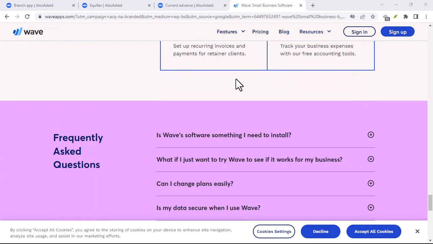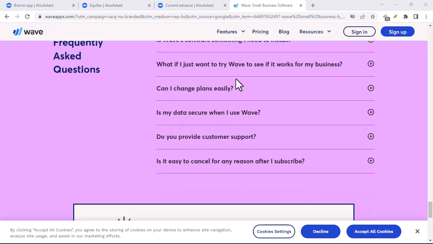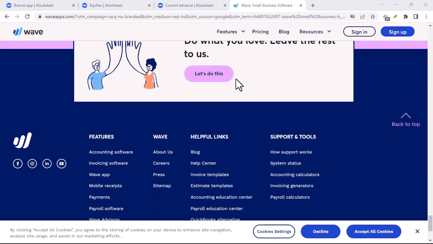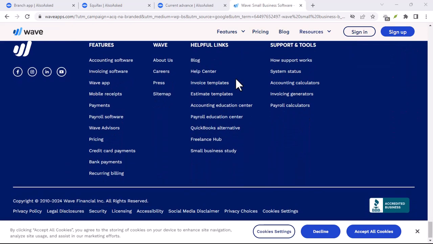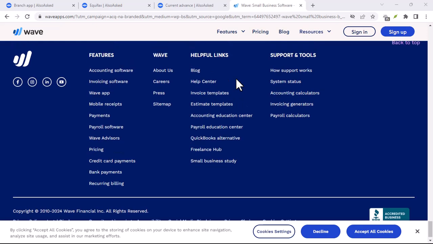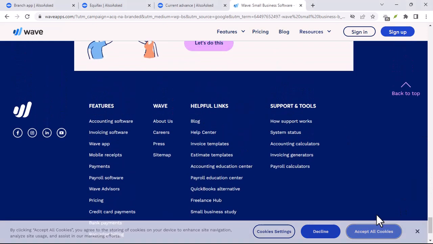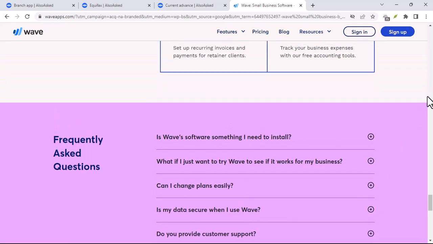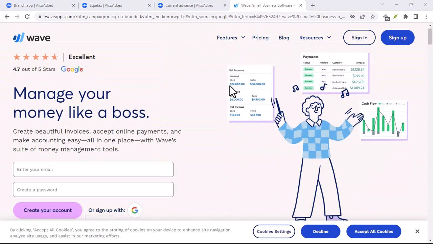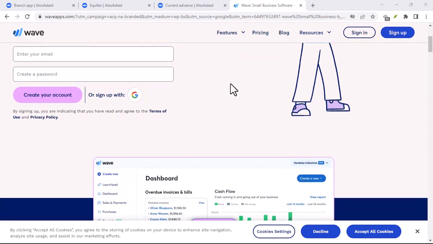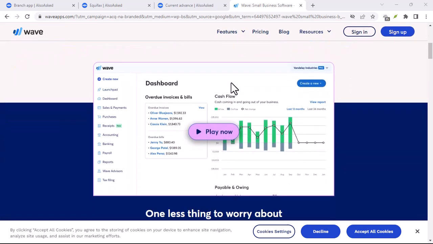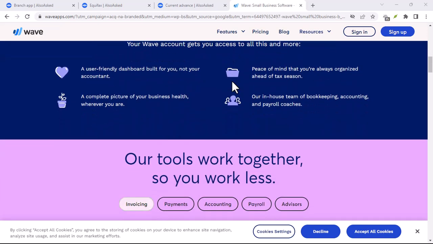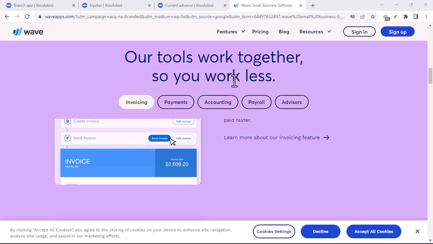Read-only access, Wave can see, but can't touch. Here's another key point to understand. When you link your bank account with Wave, it grants read-only access. This means Wave can see your transactions, but it cannot initiate any transfers or payments from your account. Think of it like browsing a library catalog. You can see what books are available, but you can't just walk out with them without checking them out properly. In the same way, Wave can see your financial information, but it can't make any changes without your explicit authorization.